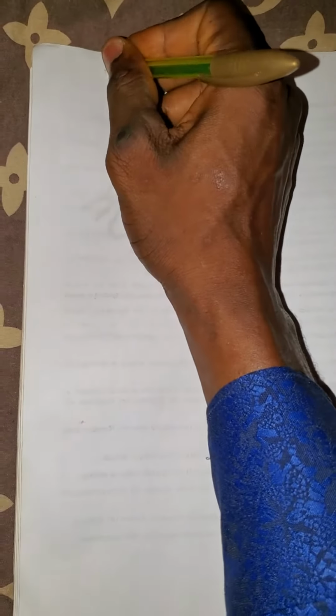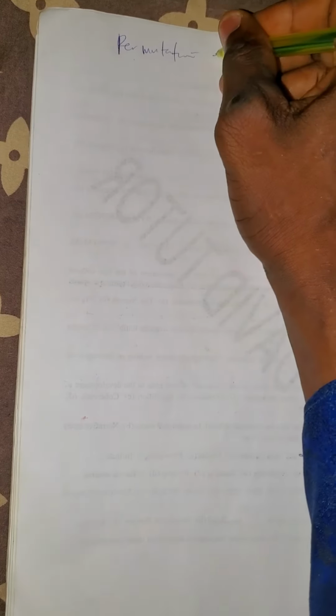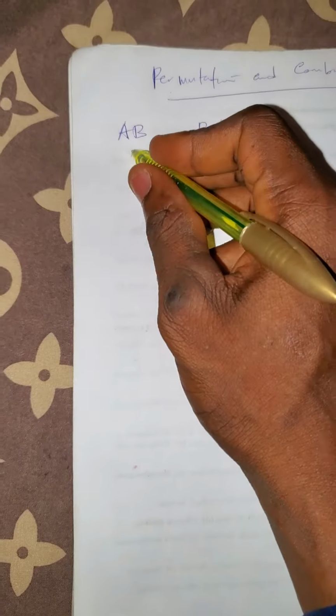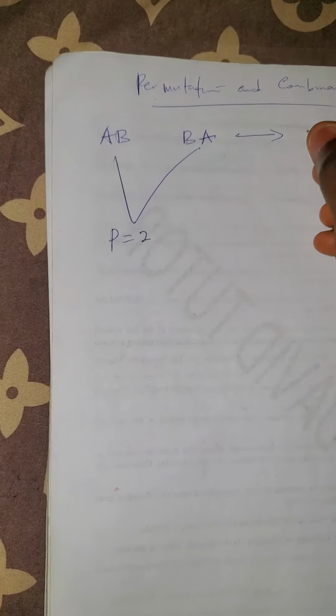Welcome to another class on permutation and combination. And what is permutation? What is combination? Let's start like this. You have AB, you have BA. AB and BA are two permutations, but they are the same combination. So combination is 1, but permutation is 2.